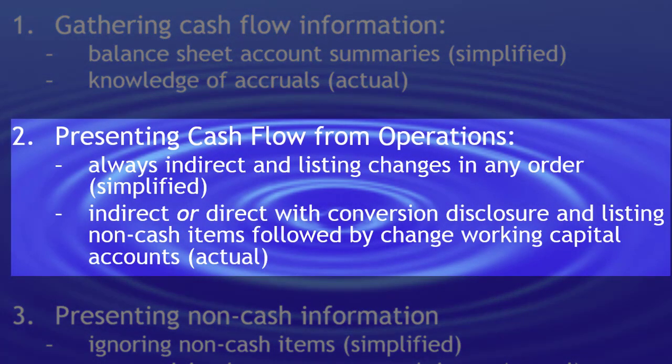Second, the way we present cash flow from operations is going to be different. Under the simple method, we've always done the indirect method. Why? Because that's what's most common. In addition, we haven't cared what order we list the adjustments in our statement of cash flows as long as they were there. We can do direct or indirect, as long as if it's direct, we include that additional disclosure. And we really should be listing our adjustments on our statement of cash flows in a specific order. So we need to have the non-cash items first and then have the change in working capital accounts.